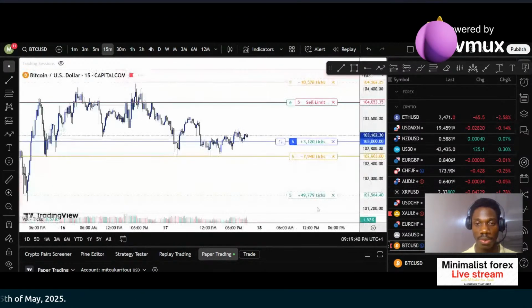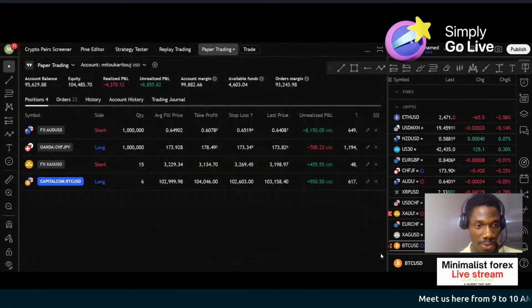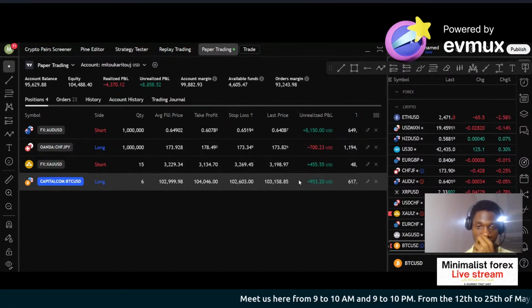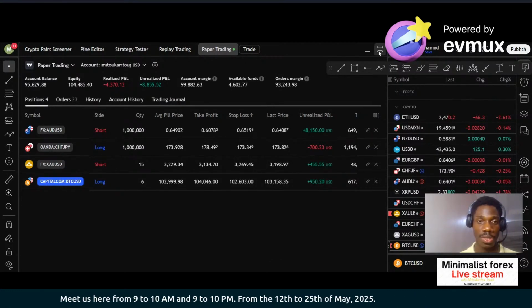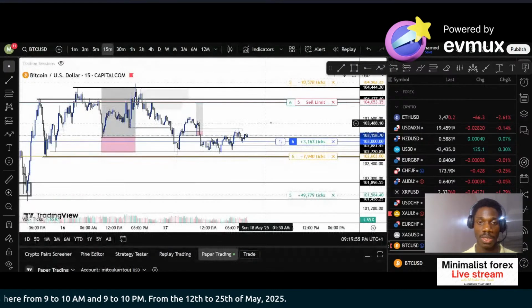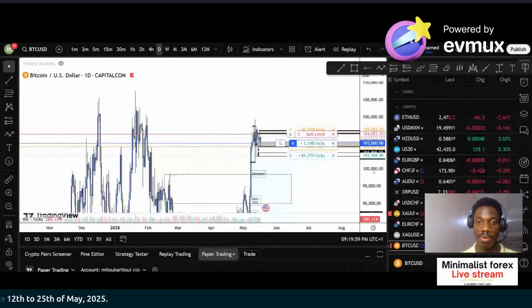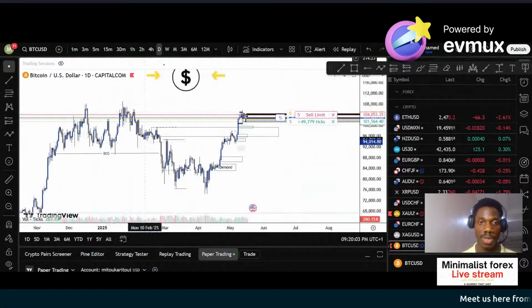I have a trade on Bitcoin. I have some running trades. I had a trade on Ethereum, but I had to close it because it wasn't ready to move. It wasn't ready to move, so I left it. So the same thing with Bitcoin here. Starting from the daily, we know we are at... We had this. Okay, let me start from the weekly.